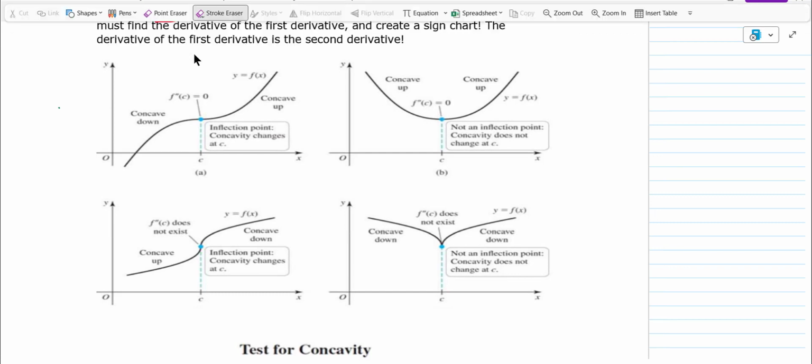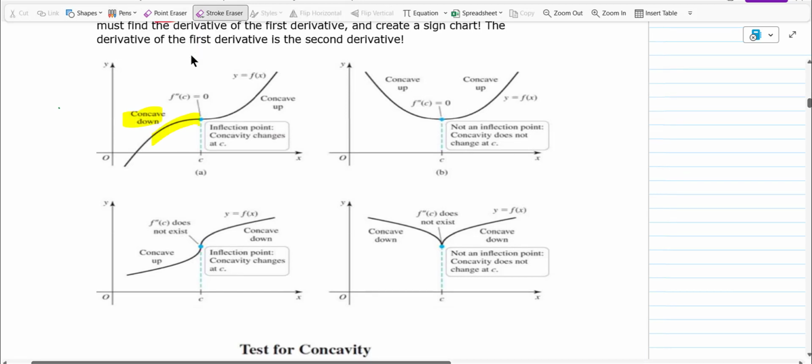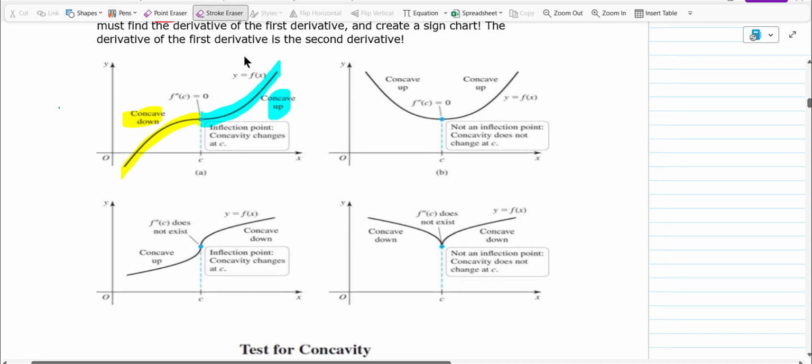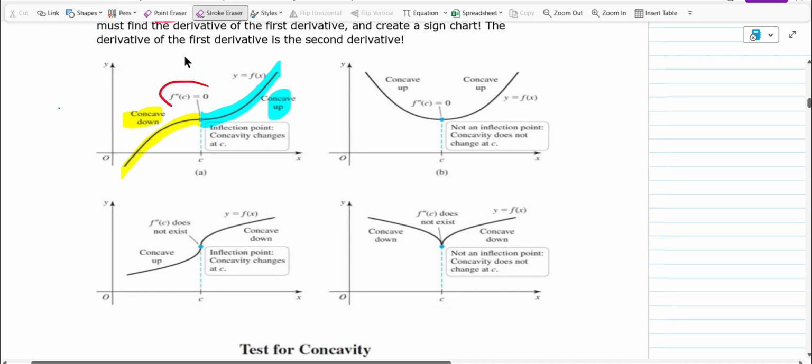Okay, so down here, this basically gives an illustration of some of the things that you would see. Right here, if you look at this piece, I'll try to highlight this. You're concave down right there. And then this shape that I'm highlighting in blue, you would be concave up. Now this thing right here, when the second derivative is equal to 0 and the concavity changes, that gives what you call an inflection point.